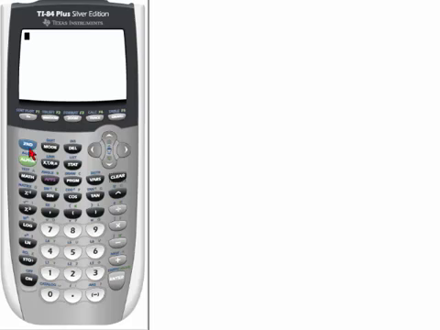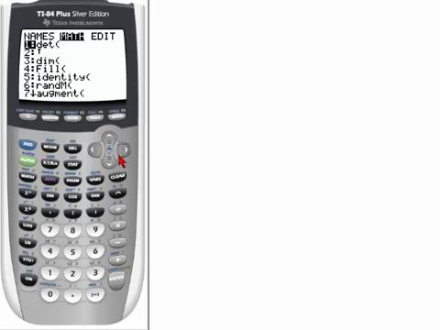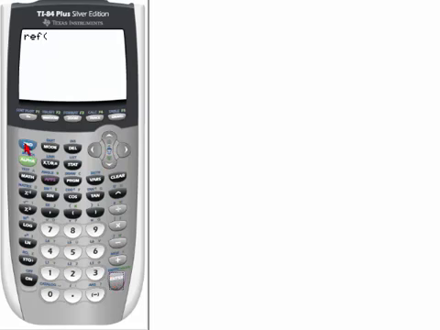Now let's go back to matrix, so second function matrix, and we want to go over to math, and we want to compute the reduced echelon form of this matrix. So we'll scroll down till we find REF, and there it is. We'll select enter, and then we go back to matrix, so second function matrix, and we want matrix A, so we select enter, and then close the parenthesis and select enter.